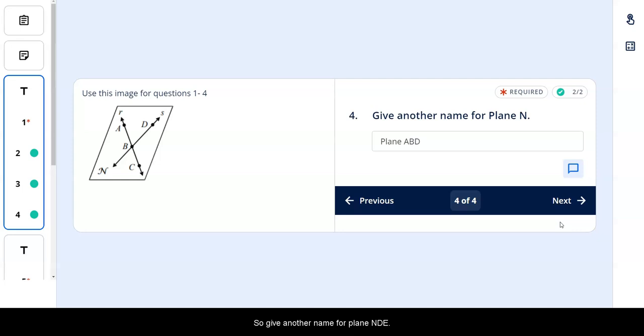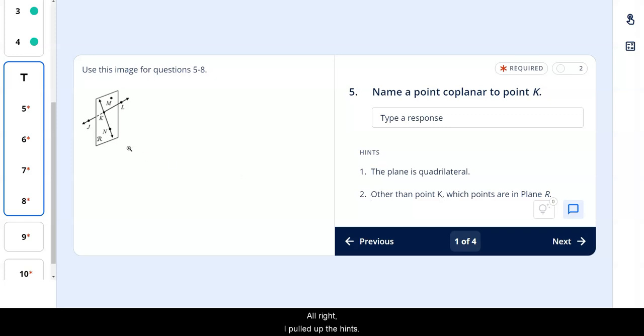So give another name for plane N. So plane N is this whole shape. You need to pick any 3 non-collinear points. All right? So I picked ABD. It could be DBC. It could be ACD, as long as you have the word plane, and then 3 of the points that are not on the same line. So plane, you do need the word plane, and then the 3 letters of points that are not collinear. All right? I pulled up the hints.